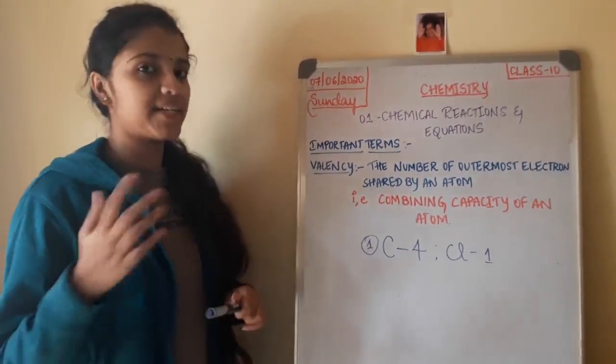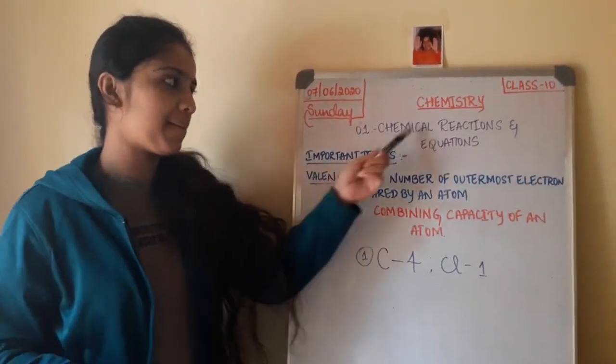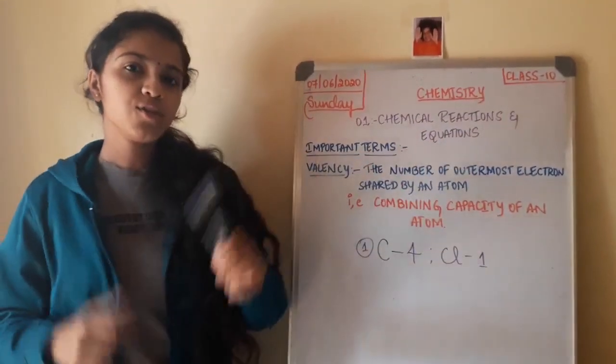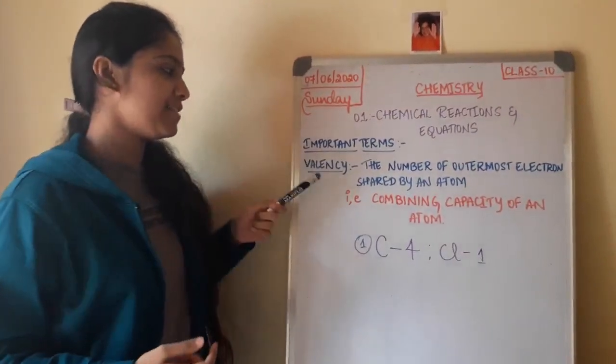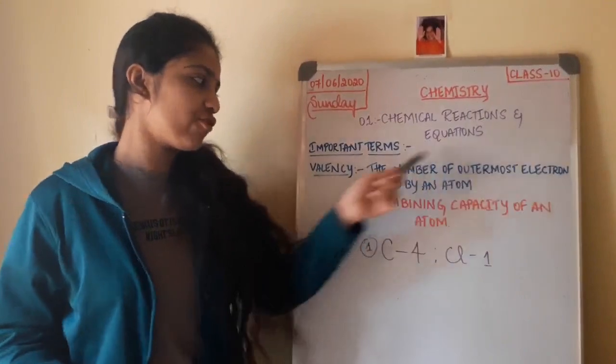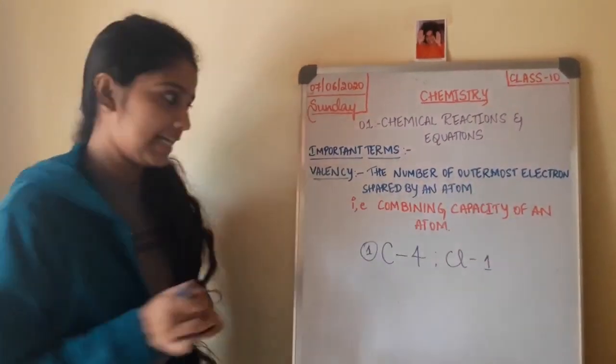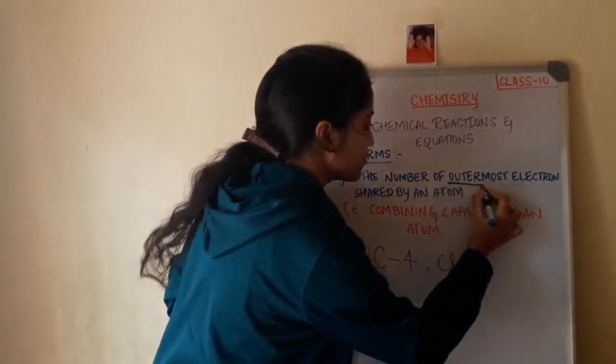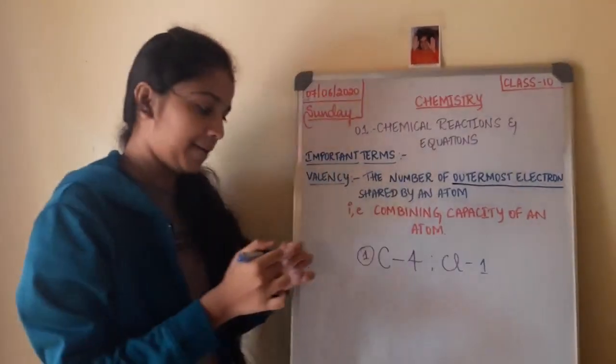So let me start today's concept of chemistry, that is chemical reactions and equations. For a revision, let me first teach you what is valency. Valency is the number of outermost electrons shared by an atom.